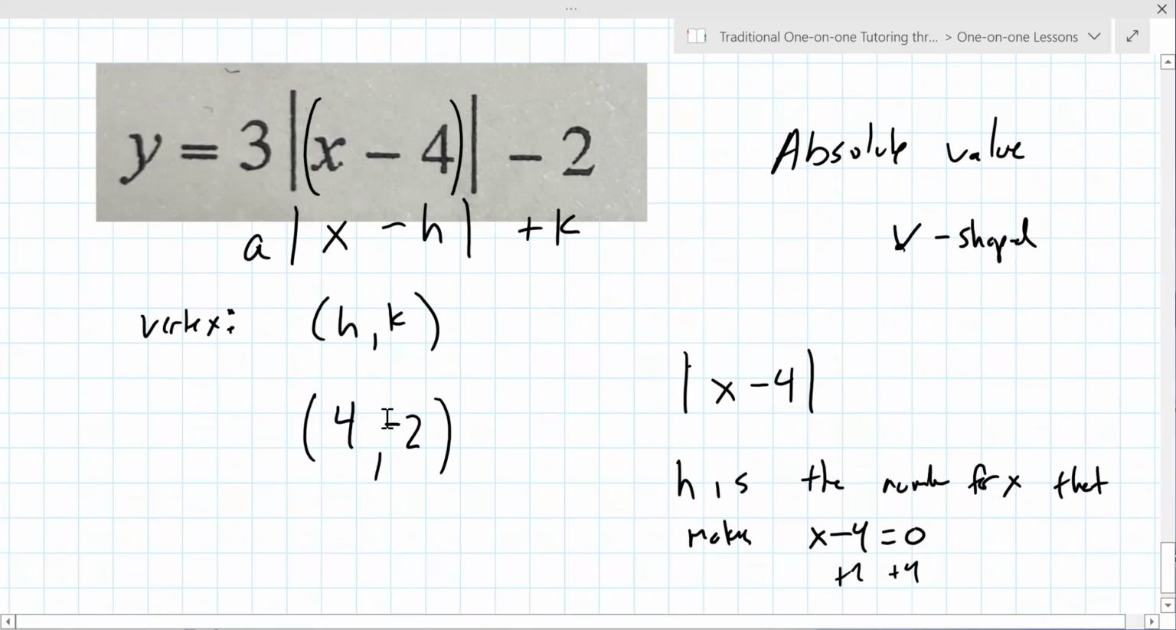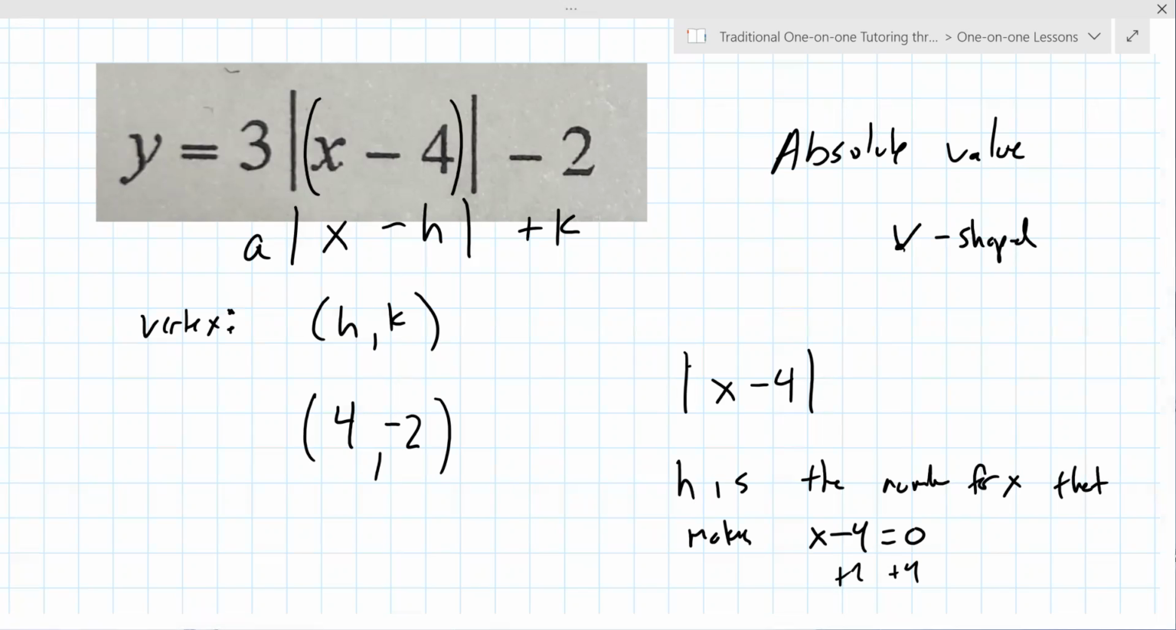But that's super critical that you see that H is 4, not -4, because it makes the graph completely wrong. It's in the wrong place completely. That's why this is so important. Okay.